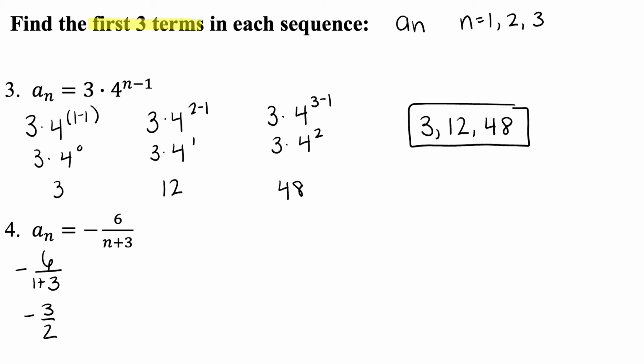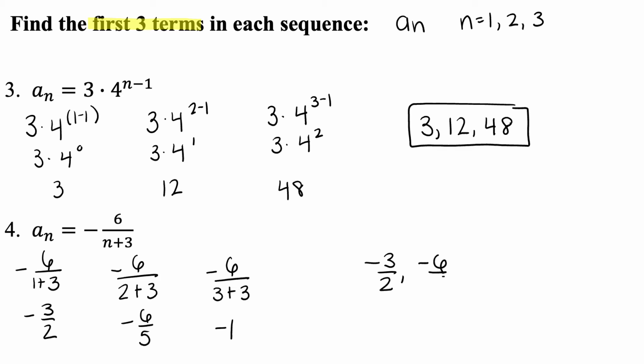When n equals 2, we have negative 6 over 2 plus 3, which cannot be reduced and is just left as negative 6 fifths. And then when n equals 3, we have negative 6 over 3 plus 3, which gives us a negative 6 over 6, or a negative 1. So our first three terms in this sequence would be negative 3 halves, negative 6 fifths, negative 1.